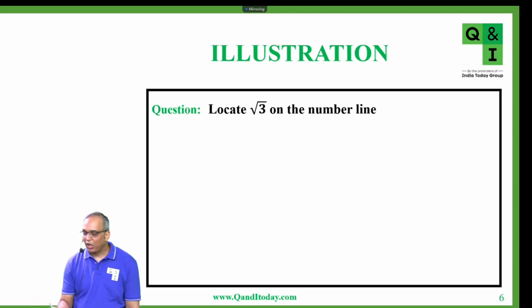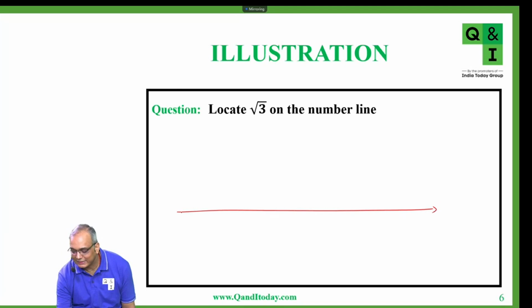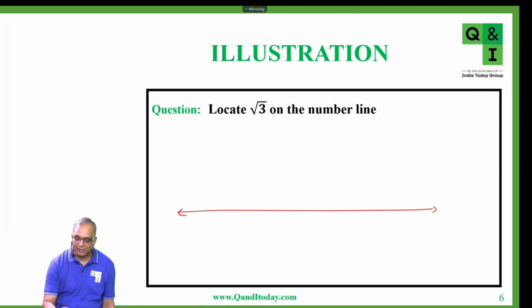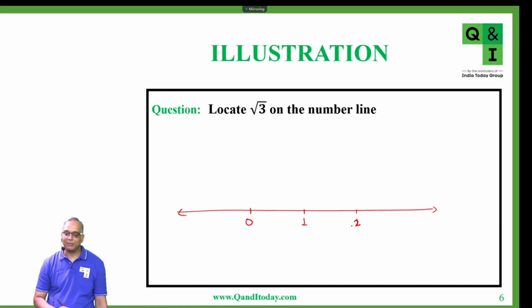Okay. Now the other method. So what we are going to do here, first draw a number line. So let's say this is my number line, horizontal number line. Let us plot the origin O. Let us plot 1 unit here and this 1 and 2 on the number line.